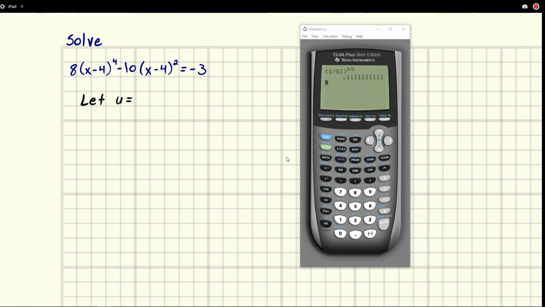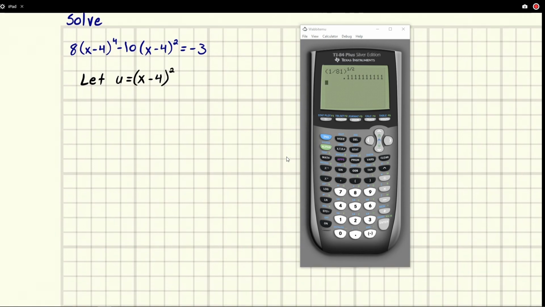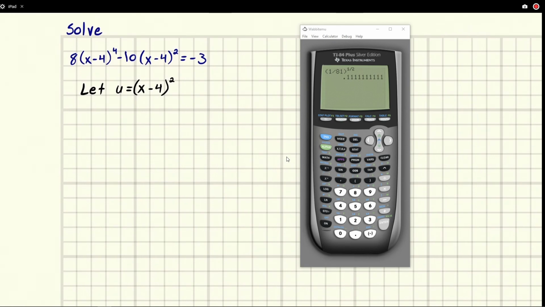So we're going to take u and we're going to let that equal this whole thing right here: x minus 4 all squared. Don't forget to include the power. I see people leave out the power and they get confused. No, we want to include the power because that's part of what makes it confusing.